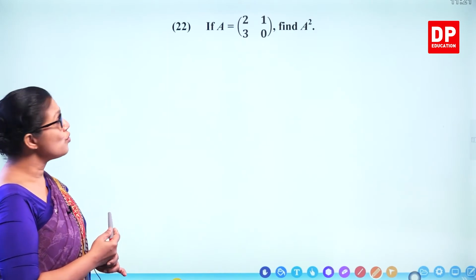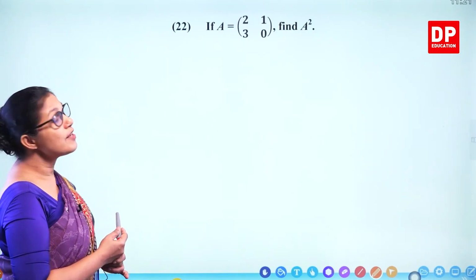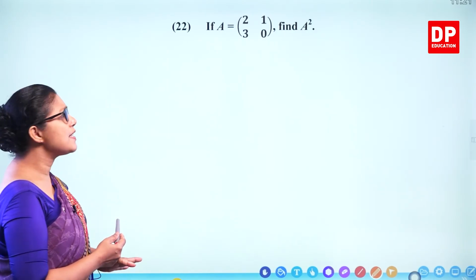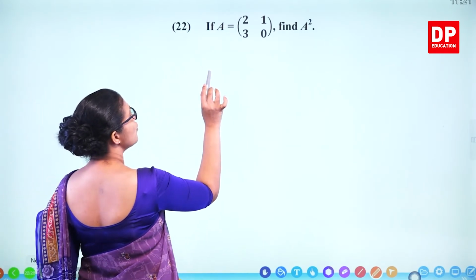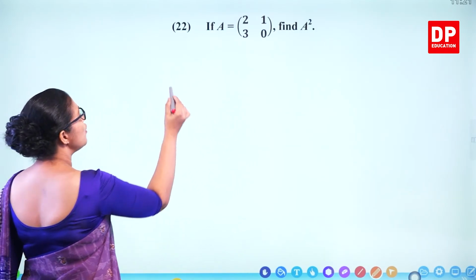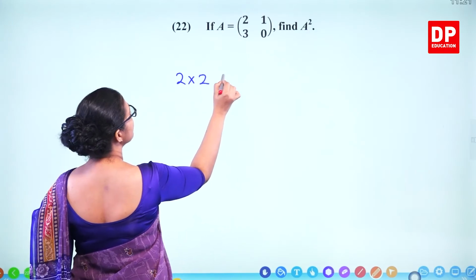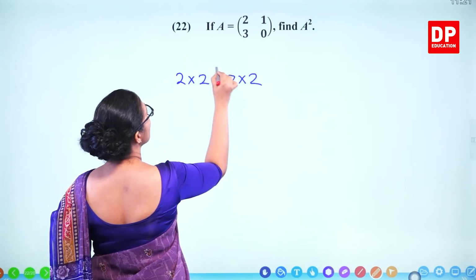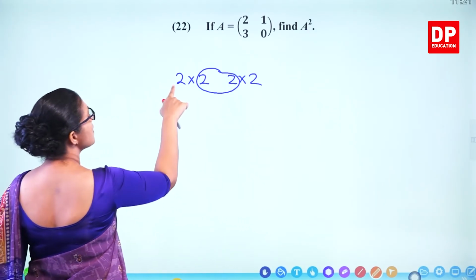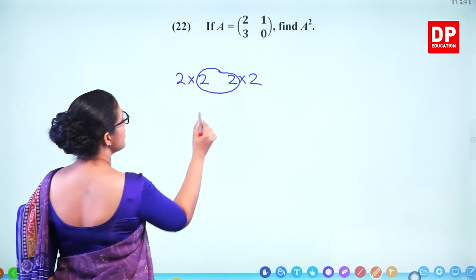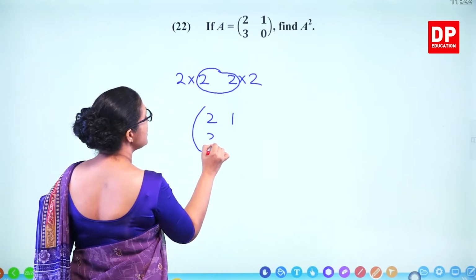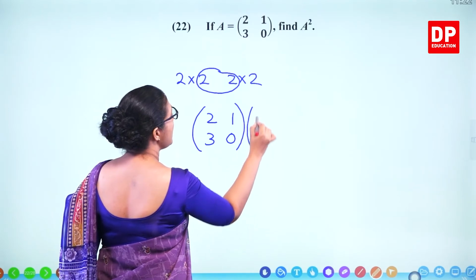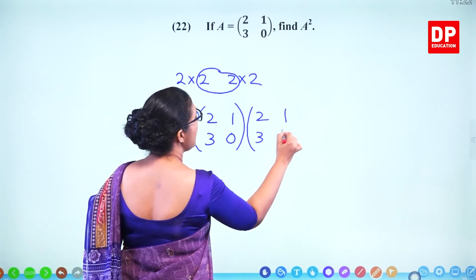Question number 22. If A is this, find A squared. A squared means A times A. Multiplication of 2 by 2 into 2 by 2 matrices. When you multiply, you can multiply and get the same answer. So it's a 2 by 2 matrix. So we'll write it twice and multiply. So A into A again.